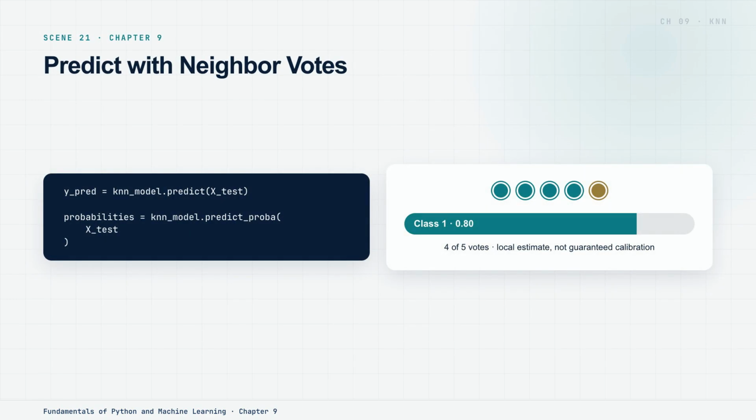The predict method returns the final class selected by the neighbor vote. The predict_proba method returns class probabilities based on the proportion or weighted contribution of neighbors in each class. With uniform weights and 5 neighbors, if 4 belong to class 1 and 1 belongs to class 0, the estimated class 1 probability is 4 divided by 5, or 0.8. These are local vote-based probability estimates. They should not automatically be interpreted as perfectly calibrated real-world probabilities.